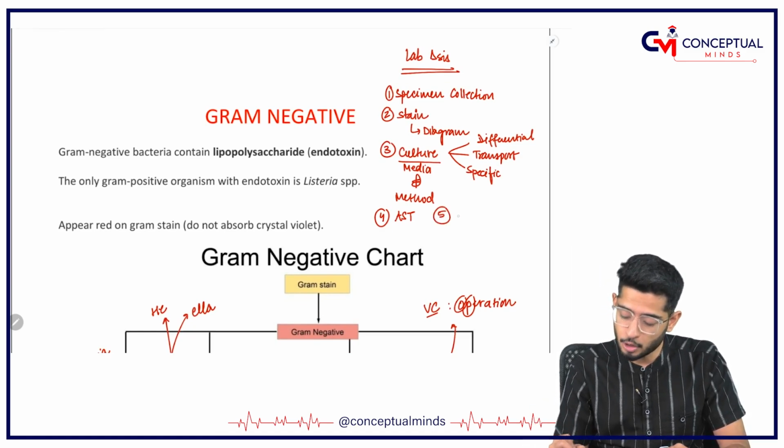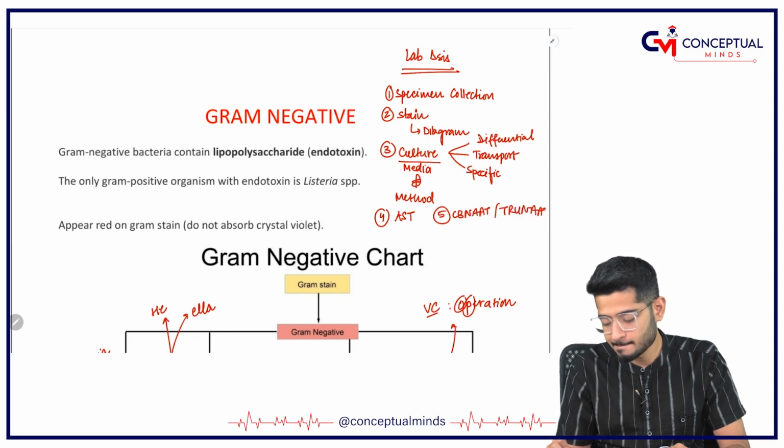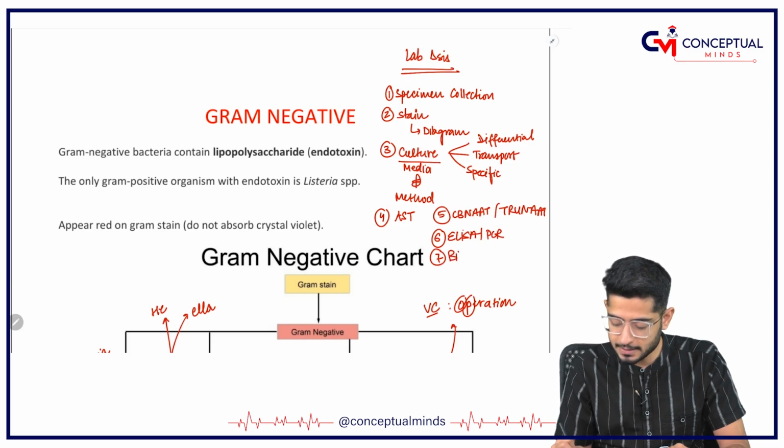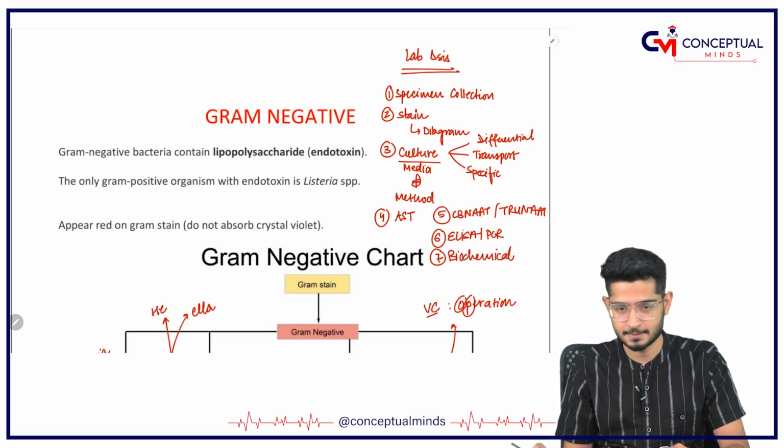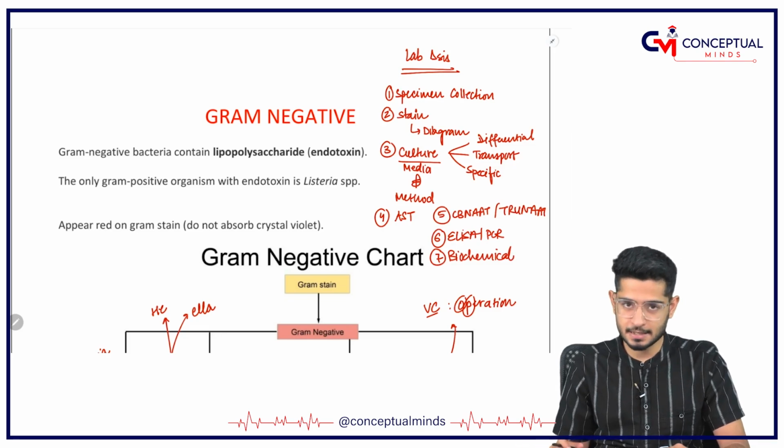Then you will come on to CBNAAT or TrueNAT. Next, sixth one is ELISA, PCR. Then some biochemical tests which we will discuss most probably in the second class. Okay. So all these things are important.